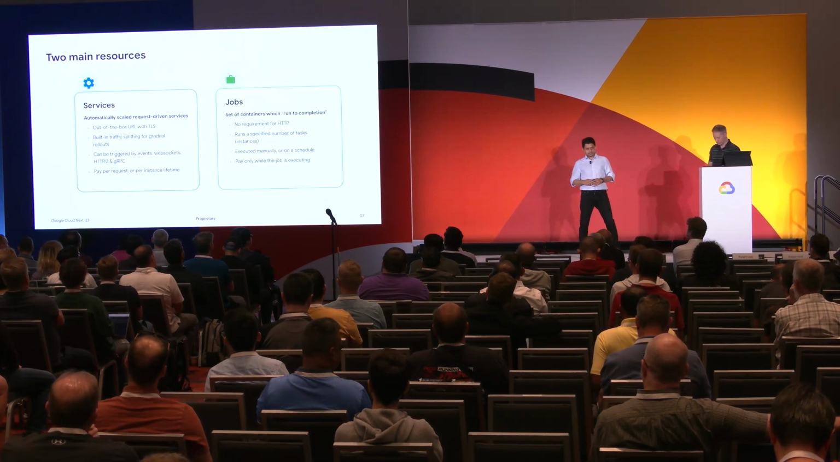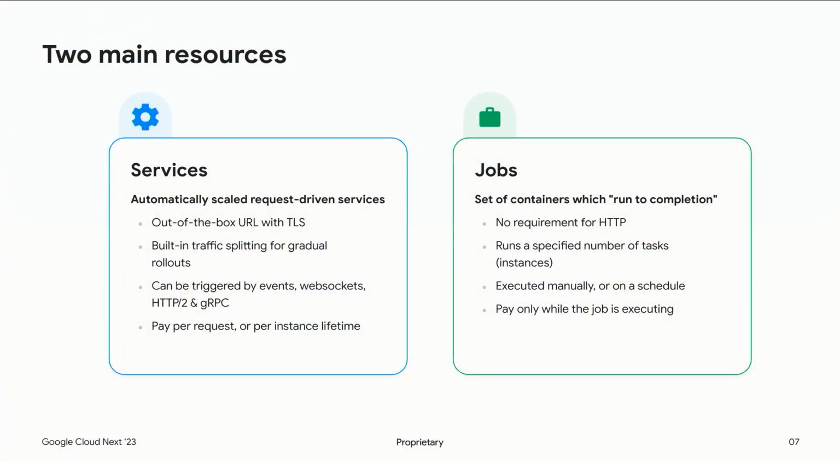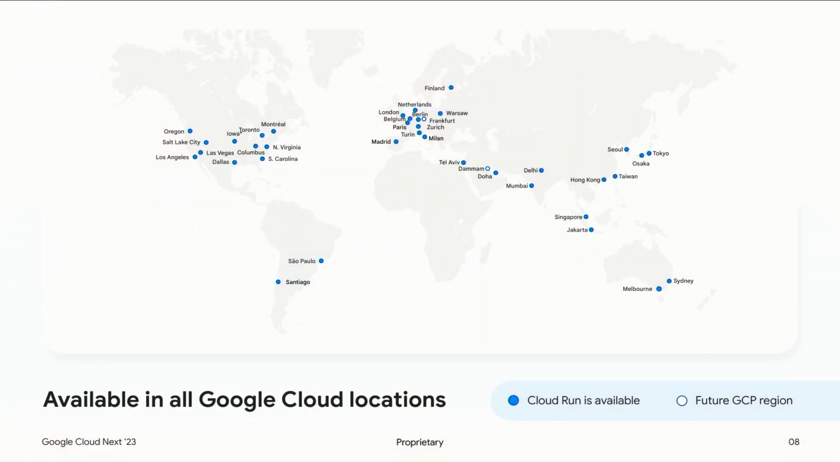Then you have Cloud Run jobs. Cloud Run jobs are nothing but a set of containers that run to completion. They are not triggered by any HTTP requests. Cloud Run jobs are executed manually or on an automated schedule. And you only pay while the Cloud Run job is being executed. You do not pay outside the Cloud Run job execution time. Cloud Run is available today in all 38 regions and 115 zones, including over 200 plus countries and territories.